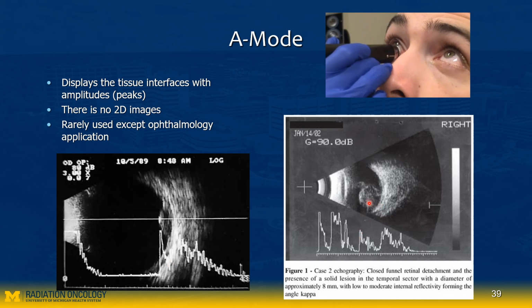Here's another example. What you see is A mode. You have these peaks of the normal tissue, the lens and cornea, and then you have the tumor. So by measuring from here to there, you can estimate the tumor height.